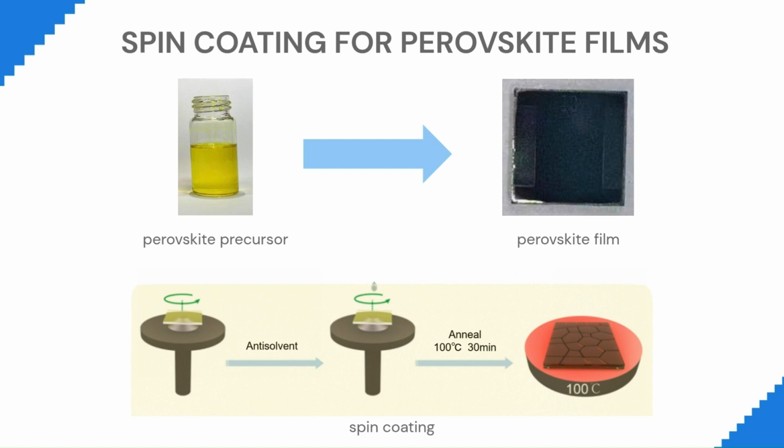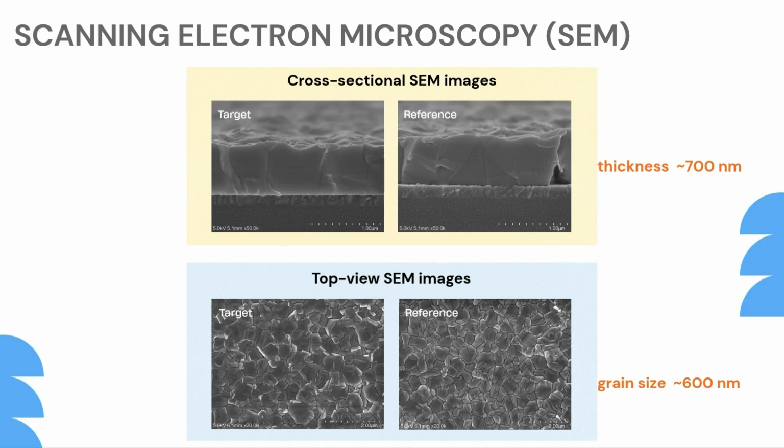We deposit a yellow perovskite precursor solution onto an ITO substrate using the spin coating technique. This was followed by an annealing step to form the crystalline perovskite thin film. The SEM image presented here reveals the surface morphology of our films. As you can see, the film is composed of tightly packed perovskite grains, each measuring several hundred nanometers in size. The overall thickness of the film is approximately 700 nanometers, and we deposit a passivation material onto the surface of this perovskite film.